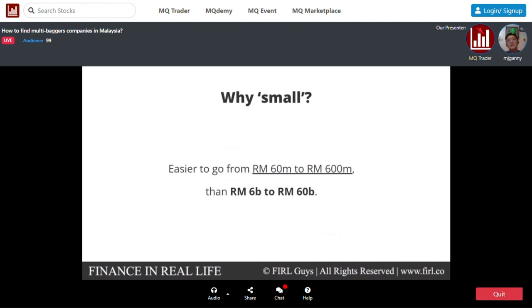Now the question is, why do you want it to be small? And the reason is very simple. It's easier to grow a company that is making sales of maybe 60 million to 600 million ringgit versus 6 billion to 60 billion. If you think about the maths, it's pretty much the same. 60 to become 600 is 10 times, 6 to become 60 is also 10 times. But going from 60 to 600 is a lot easier. Smaller companies are more nimble. Typically, they're a lot tighter. They're a bit more efficient, and that's why they can do it.